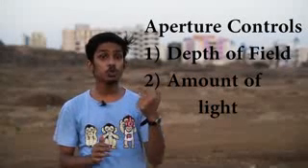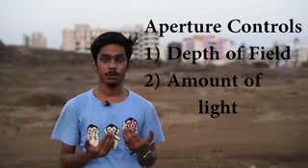So it controls basically the depth of field. Now what is depth of field? Depth of field is nothing but how much amount of image is in focus, right? That is depth of field. So it controls the depth of field and also the amount of light which is entering into the camera.